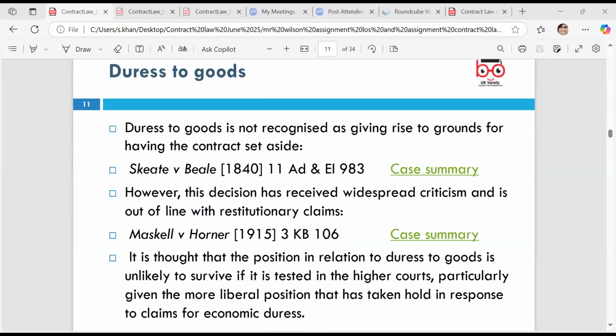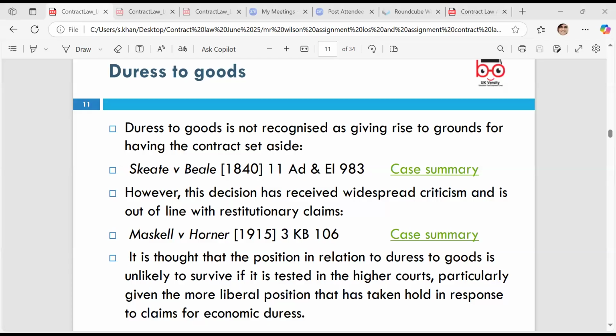Then you have duress to goods. Duress to goods is when someone enters a contract because their goods are being threatened with unlawful destruction, damage, or detention. This form of duress can render a contract voidable, meaning the coerced party can choose to cancel it. An example could be a business owner refusing to release another's goods unless they agree to a new contract, or a person paying a ransom to recover their unlawfully detained goods. These are the cases of Skeet and Beale, 1840, and Maskell and Horn in 1915.